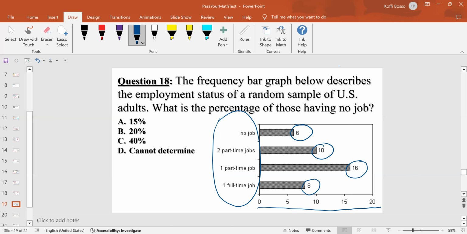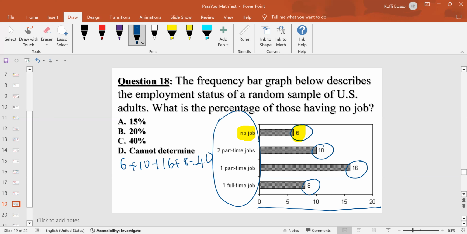Understand this is a sample, so it's just something they picked. It is not the entire population. Now the question: what is the percentage of those having no job? That means we need to focus on no job. To find this percentage, we have to know how many people in total we have for this graph. So we take 6 added to 10, added to 16, added to 8. And if you do that, you get 40.